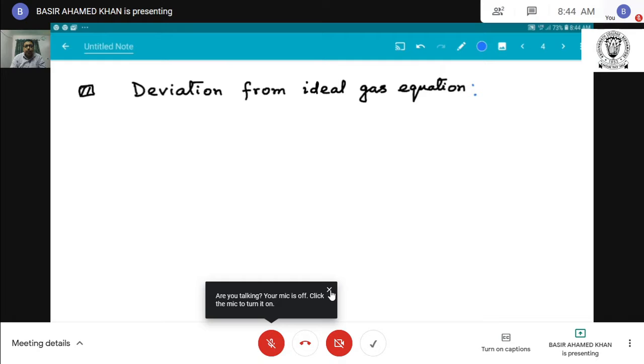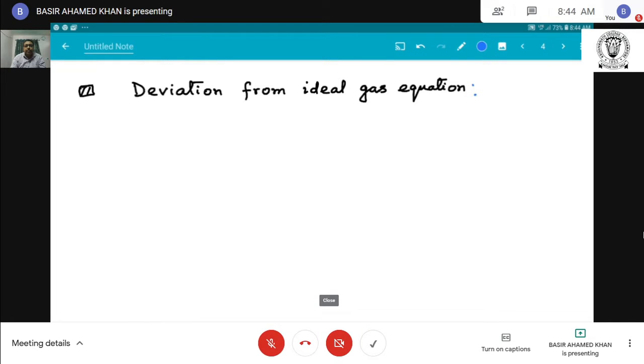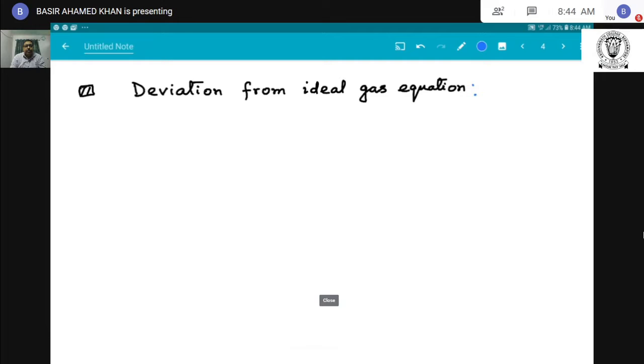So to specify a system, we need thermodynamic variables. For a gaseous system, we need three thermodynamic variables: pressure P, volume V, and temperature T. Therefore, for the ideal gas equation, we know that PV equal to RT, for 1 gram mole of gas.